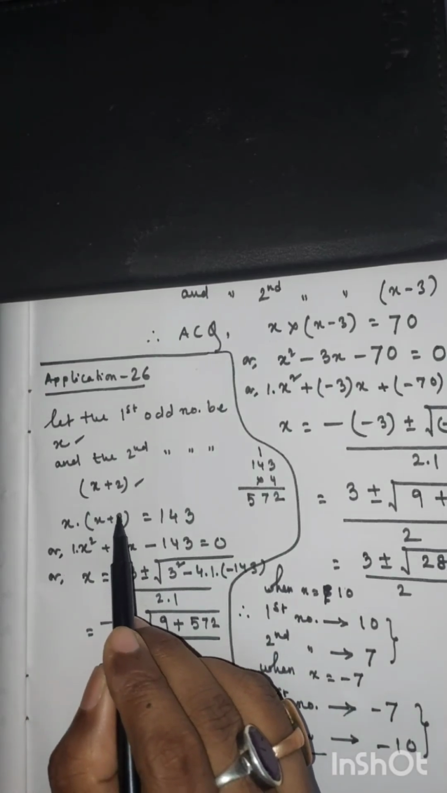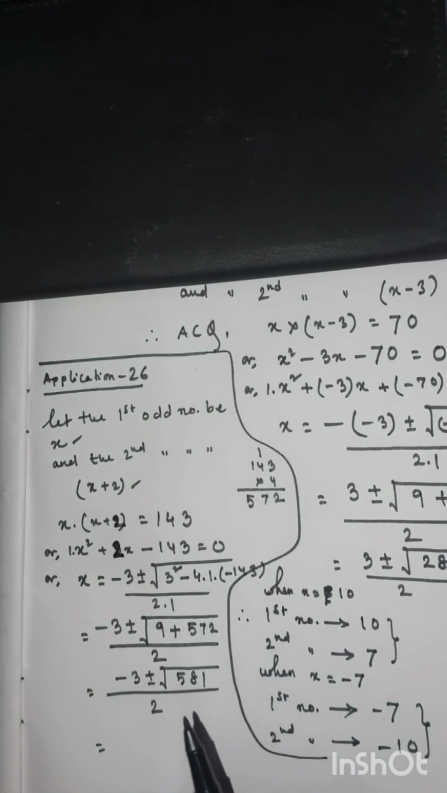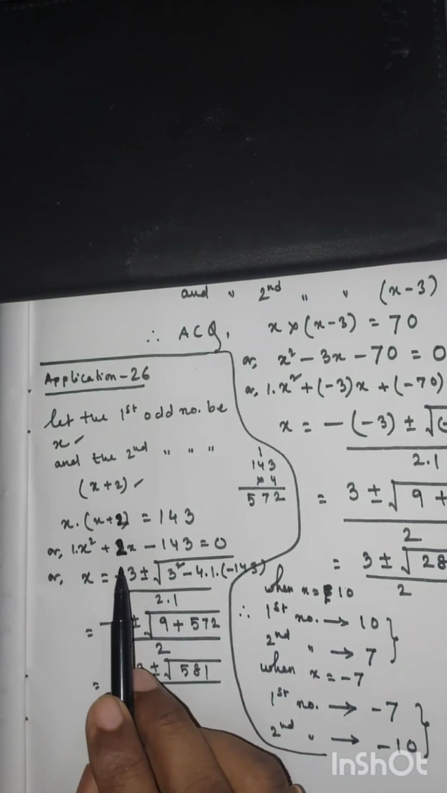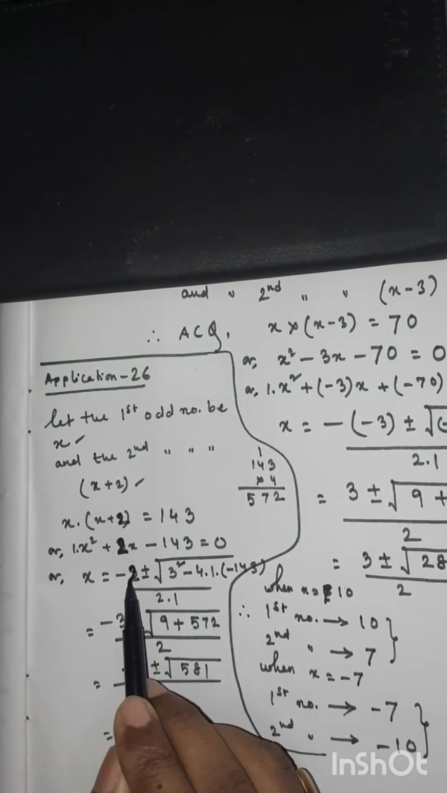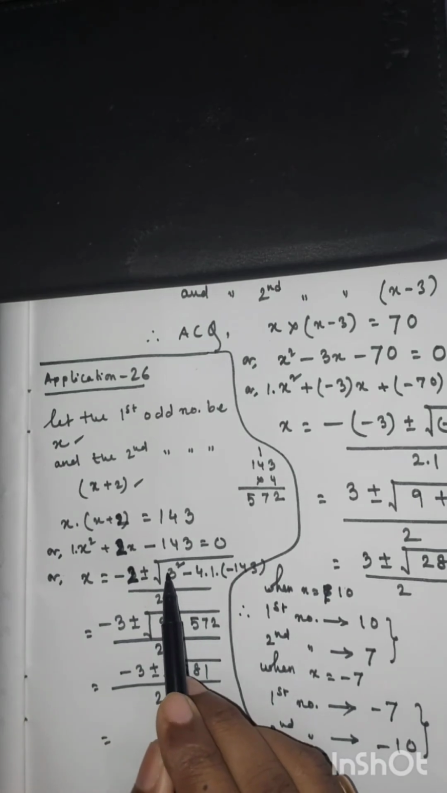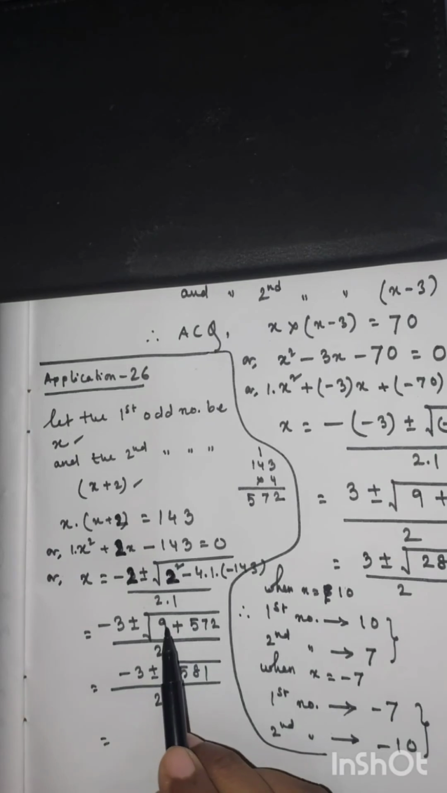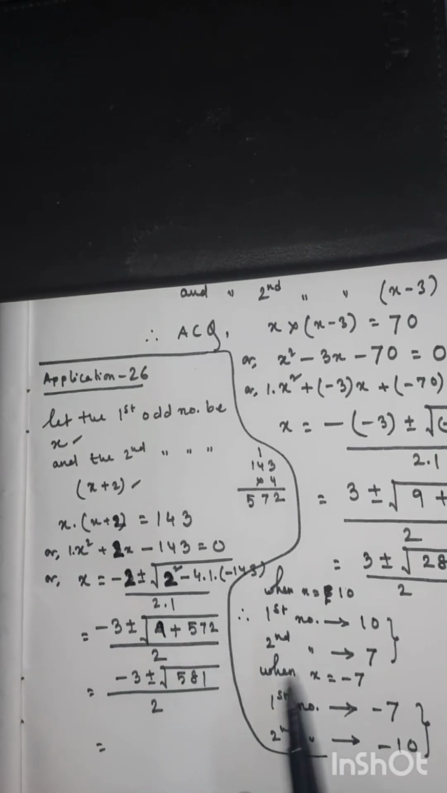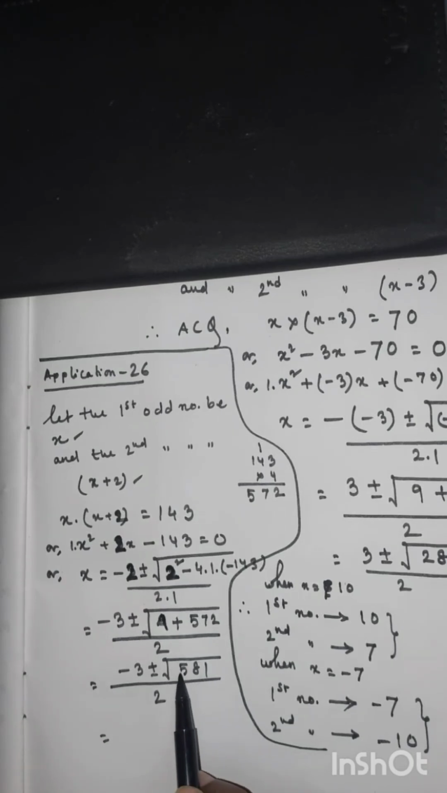Sorry friends, I have made a mistake. This should be x plus 2, not x plus 3. So this should be 2x. Very sorry. So x square plus 2x minus 143. Sorry, so this should be minus 2, b is 2, not 3. So this is 4. And 4 plus 572, 576. Very sorry friends.